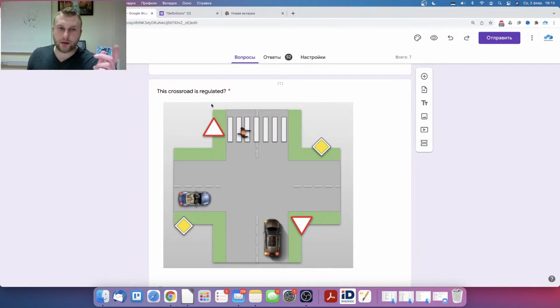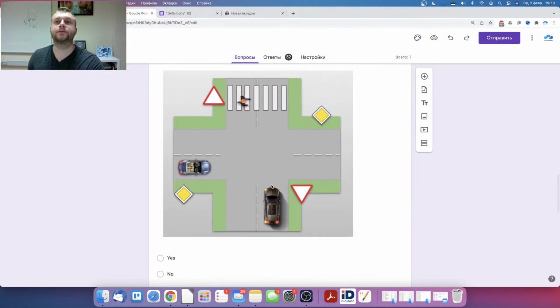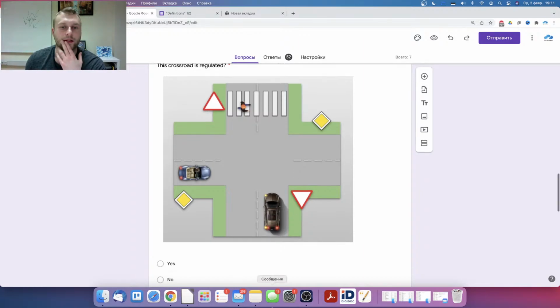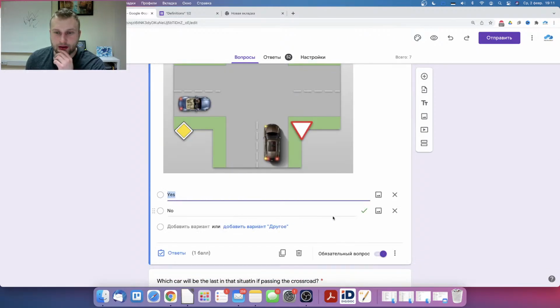So is this crossroad regulated or not? How do you think? There are 2 types: unregulated and regulated. Which point of view am I thinking about? Yeah, if you're driving the car. Yes, I guess. So actually, no. The point is that a crossroad is regulated only if you have a traffic light on it. And if you have a policeman who regulates it. But if you have only signs, it's not regulated then. So the answer is no.